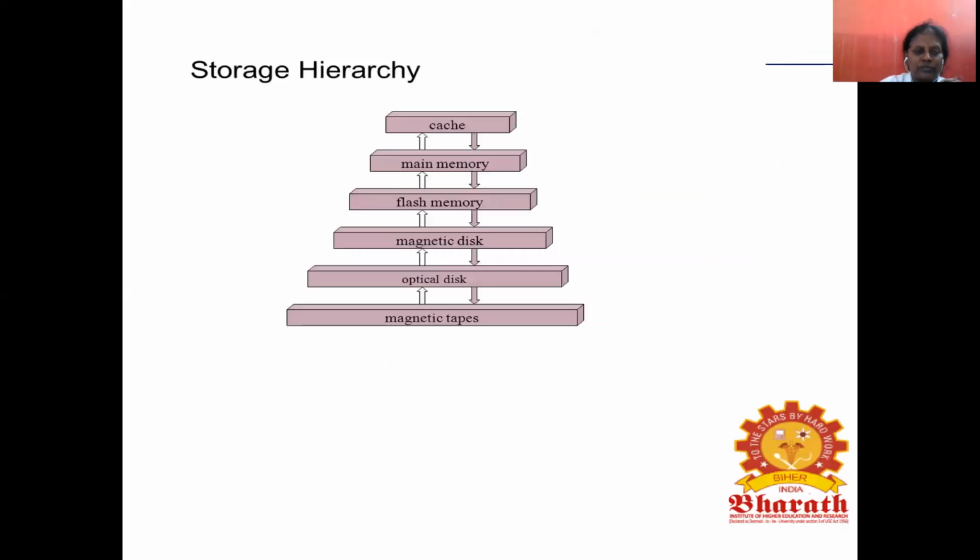And next is the storage hierarchy of the system. The storage hierarchy is: cache memory, main memory, flash memory, magnetic disk, optical disk, and magnetic tapes. So this is the order of the storage hierarchy.